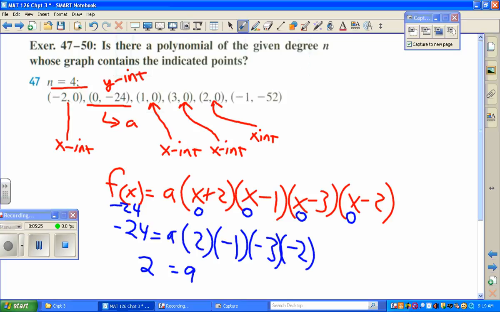The last one what? This point? That's what answers the question. See, up until this point, we've found an equation. What's different about finding the equation in this question? Is there a polynomial that contains the indicated points? We can always find this. Now, what do we do with this last point? We check it. Plug it in and see if it's true.